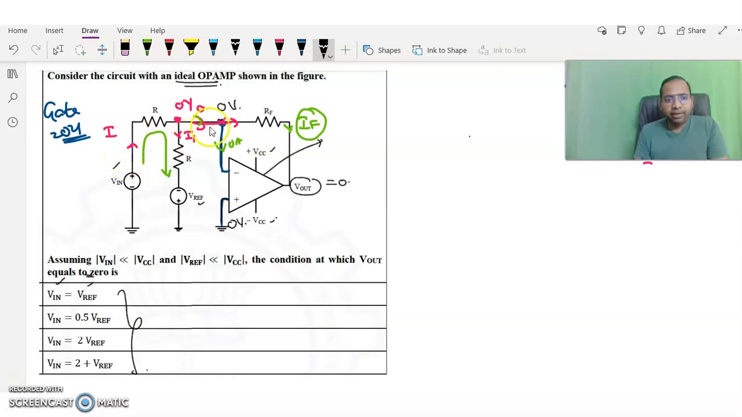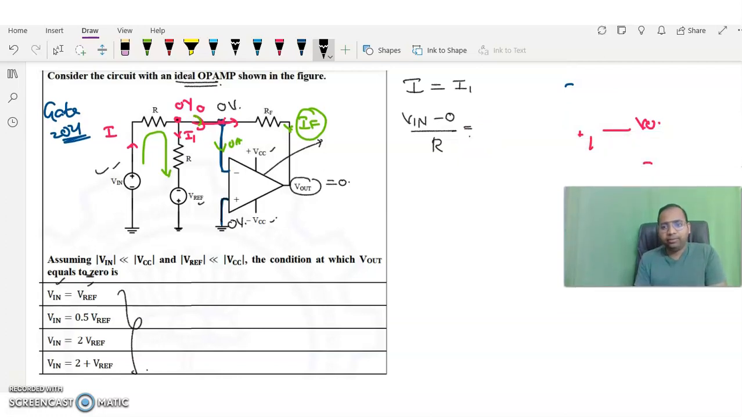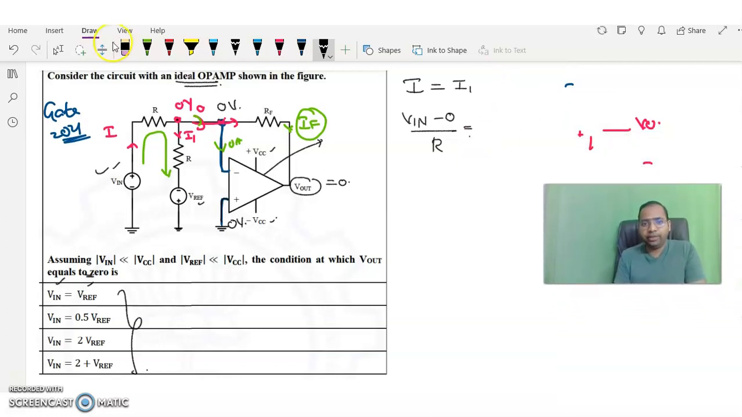Now I can write that I is equal to I1. I can be taken as the starting voltage, what is the starting voltage? Vin, minus the ending voltage, which is 0, right? Vin minus 0. And what is the resistance in between these two, starting and ending voltage? R. That is equal to, and next what we can write?